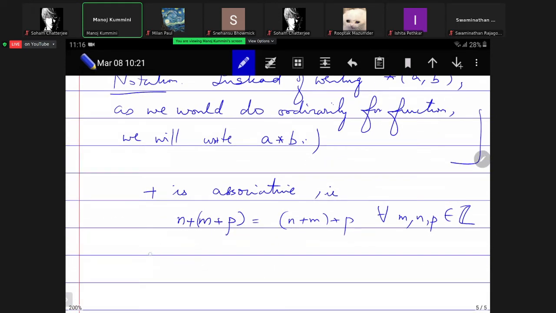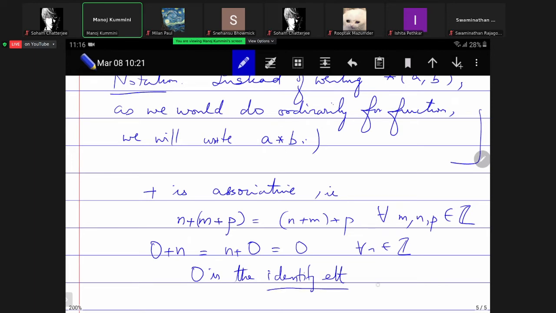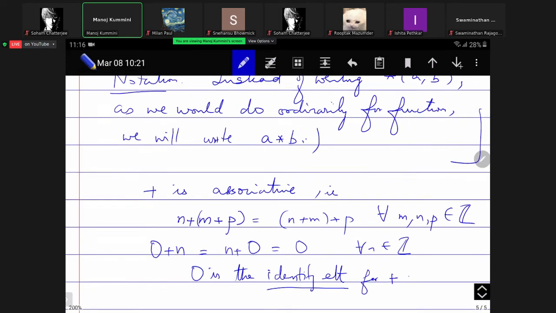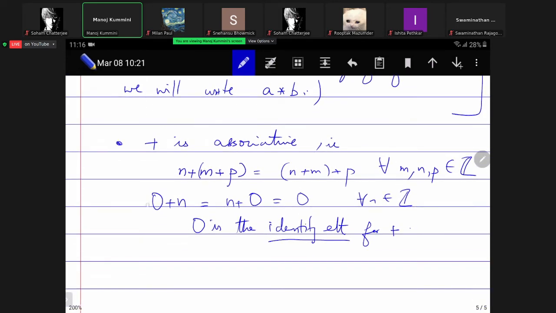Then 0 plus n is the same as n plus 0, and this is the same as n for all n in Z. So 0 is the additive identity. 0 is the identity element for plus. Shouldn't it be n? Oh, sorry. Thank you.